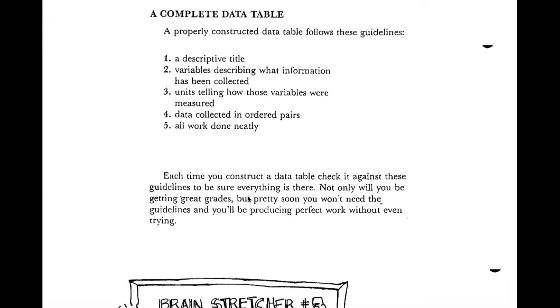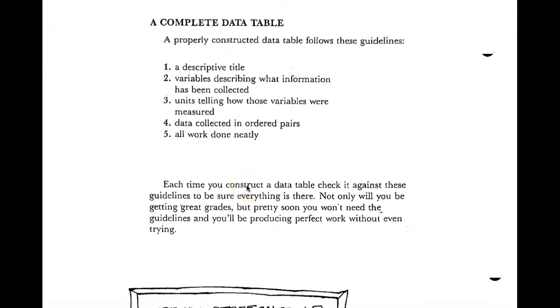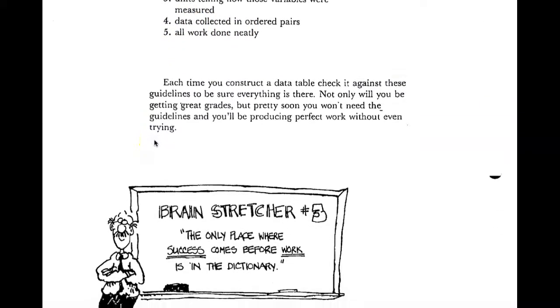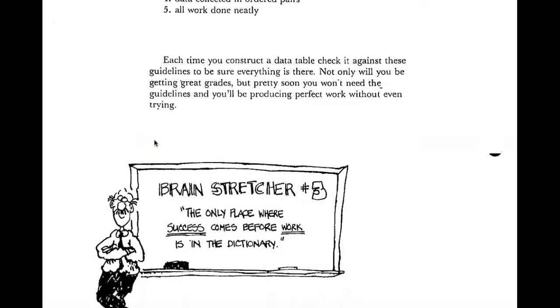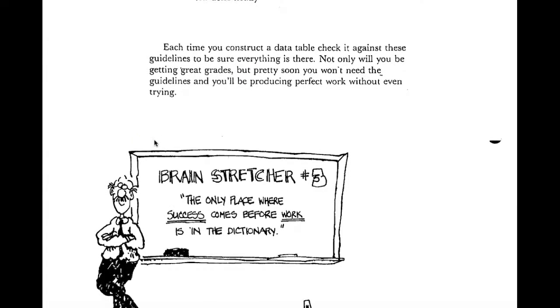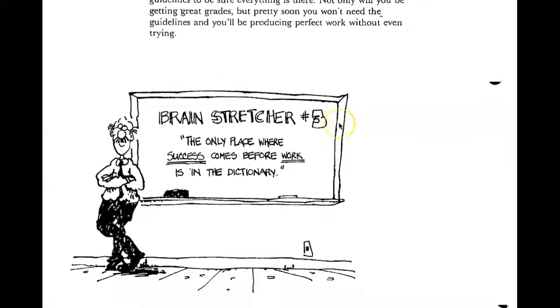All right, a complete data table. A properly constructed data table follows these guidelines. It has a descriptive title, the variables describing what information has been collected, units telling how those variables were measured, the data collected in ordered pairs, all work done neatly. Each time you construct a data table, check it against these guidelines to make sure everything's there. Not only will you be getting great grades, but pretty soon you won't need the guidelines and you'll be producing perfect work without even trying.